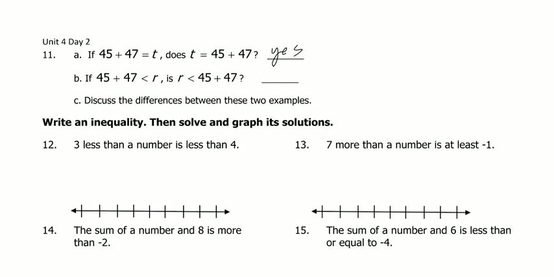Now, if 45 plus 47 is less than r, is r less than 45 plus 47? So that's basically saying if 92 is less than r, is r going to be less than 92? Okay, that's a no. Now, the difference between them is that B is an inequality.